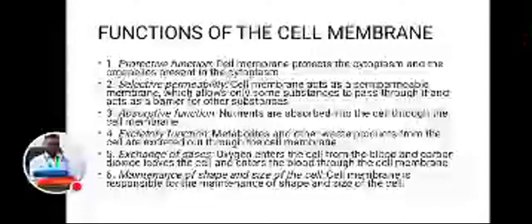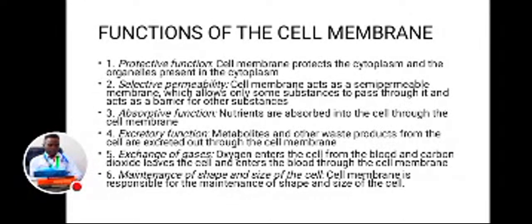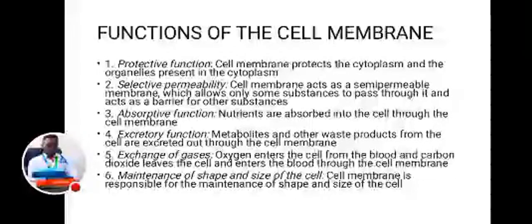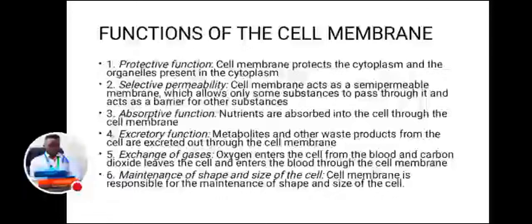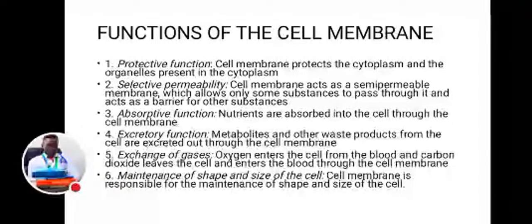The cell membrane has got 6 functions. The first one is the protective function. The cell membrane protects the cytoplasm and the organelle present in the cytoplasm. Then the second function is selective permeability, meaning that the cell membrane acts as a semi-permeable barrier, allows some substances to pass through it and acts as a barrier for other substances.